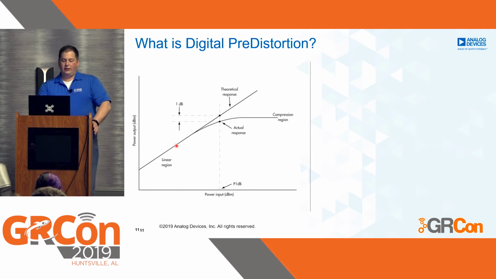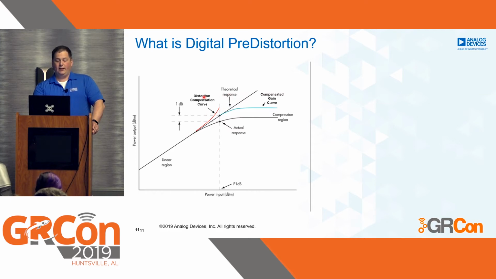As the power increases on the input side, eventually we saturate, and this knee here is called the 1 dB compression point. If we can pre-distort our signal, kind of like have this compensation, push it up the other way, then the overall signal gets to be higher power and stays in this linear region, which is what everybody wants.